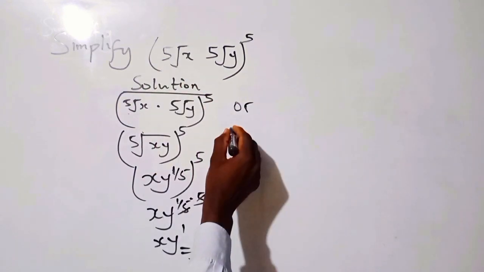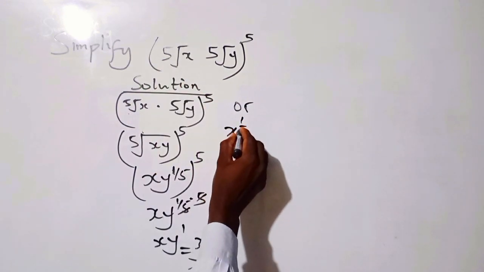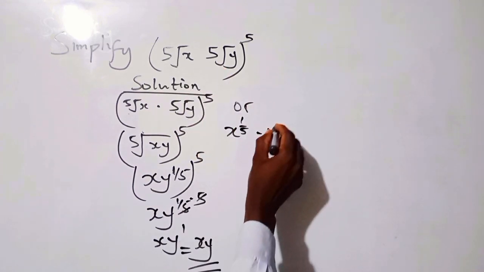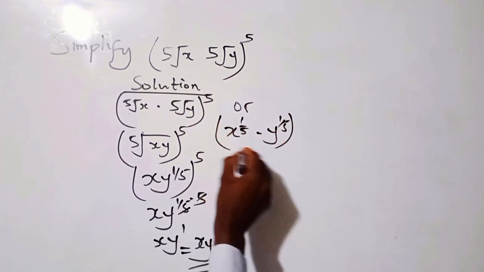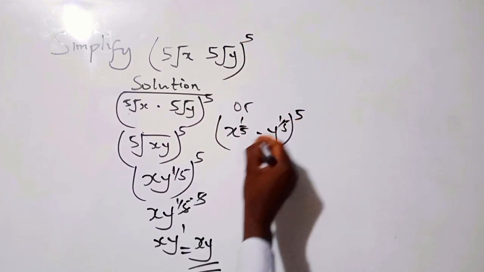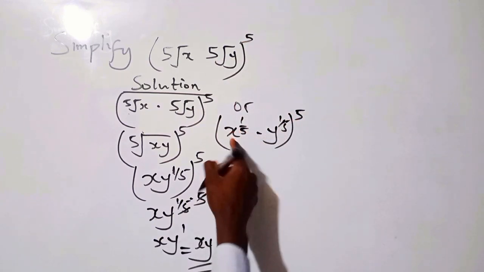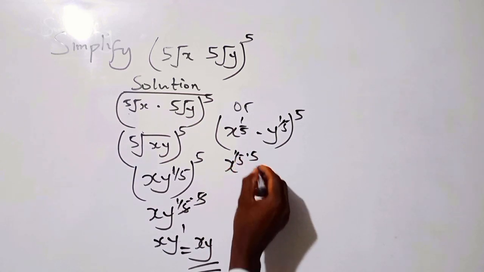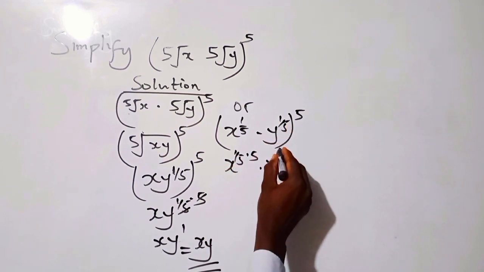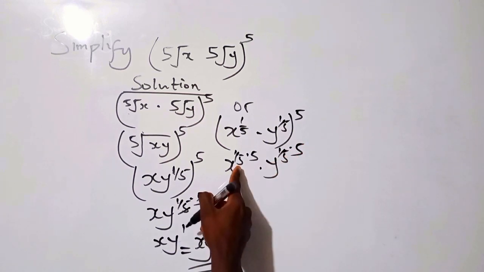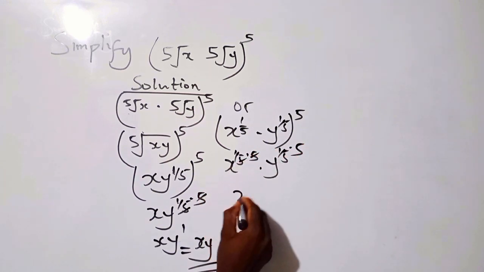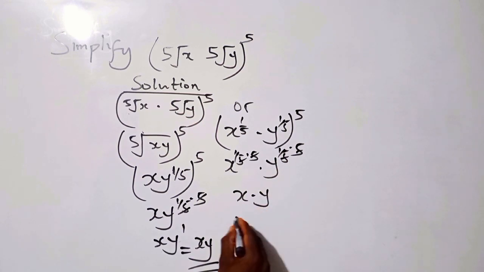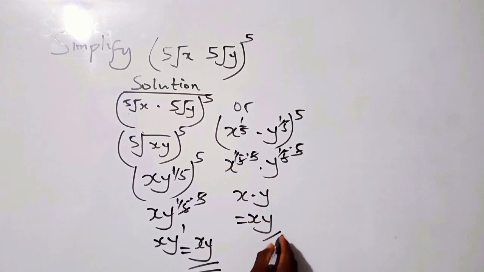Or we have it this way. We can write this as x to the power 1 over 5 times y to the power 1 over 5, everything to the power 5. So we can apply the exponent rule. For x to the power 1 over 5 times 5, times y to the power 1 over 5 times 5, this will simplify to 1. So we have x times y, which is xy.